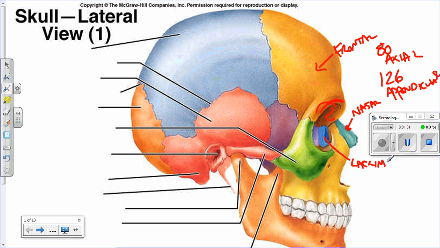Now, anytime we see a divot in a bone, like this divot right here, that's a fossa. So this is the lacrimal fossa, F-O-S-S-A. And then we have this part of the face, the top part of the jaw, that's your maxilla. And then the bottom of the jaw is the mandible.